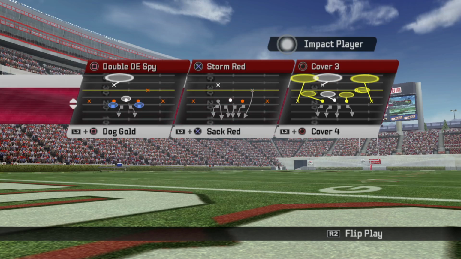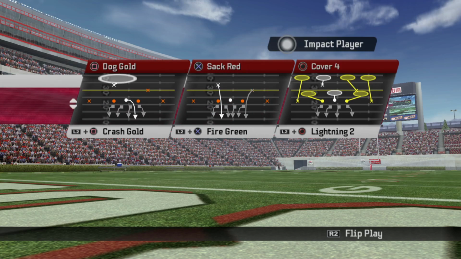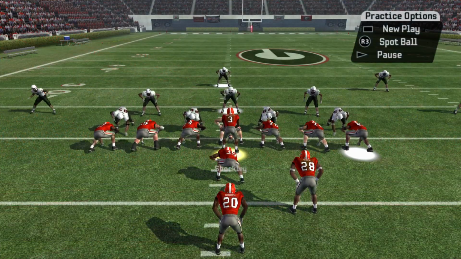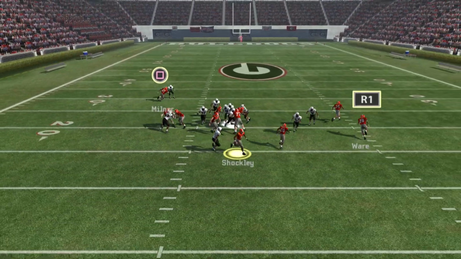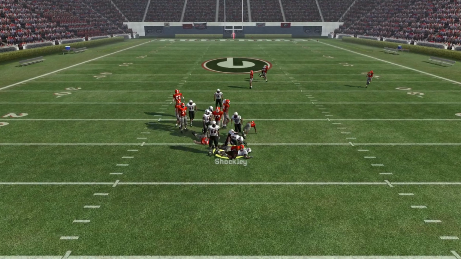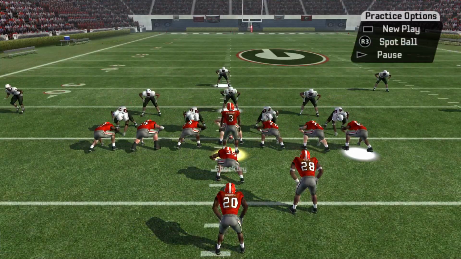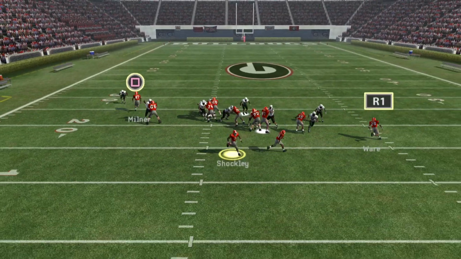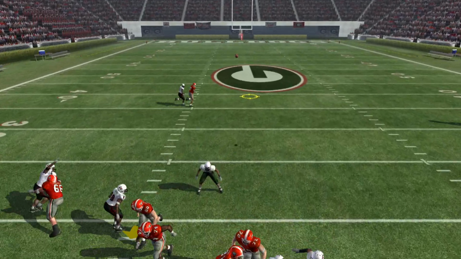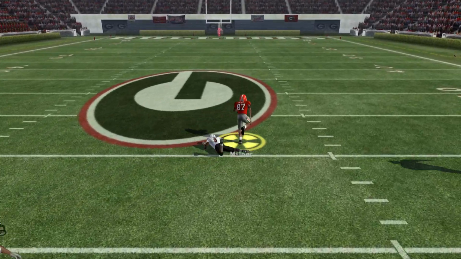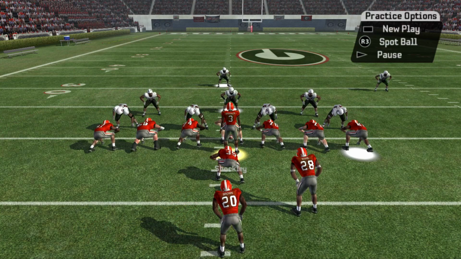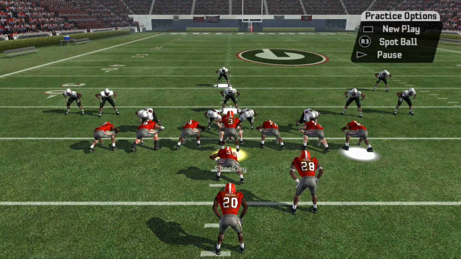Let's do the storm sack red. Maybe a little tougher for that safety to come through. Nope, defensive end comes through. I just have no chance. Just no time whatsoever to make a play. May have a little bit of a chance here. Not bad. So, again, when it's cover 0, I'll attempt it.